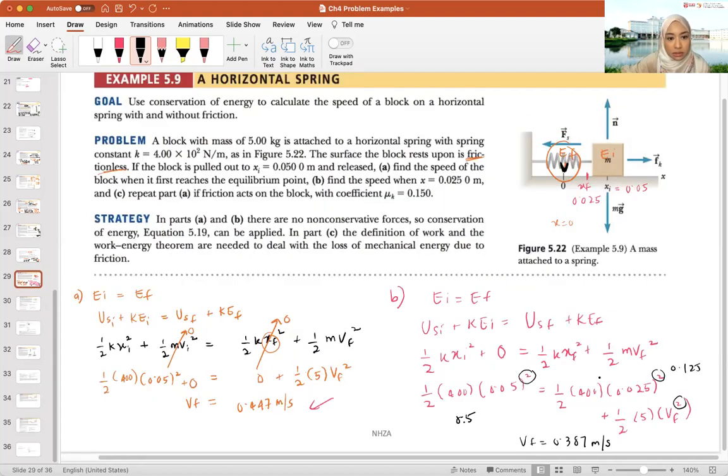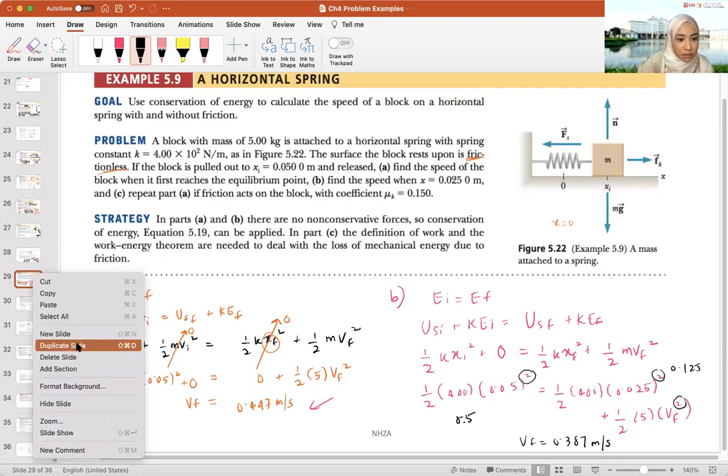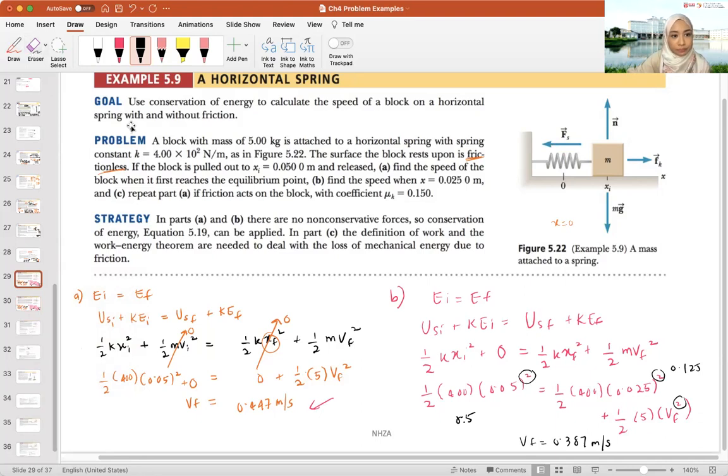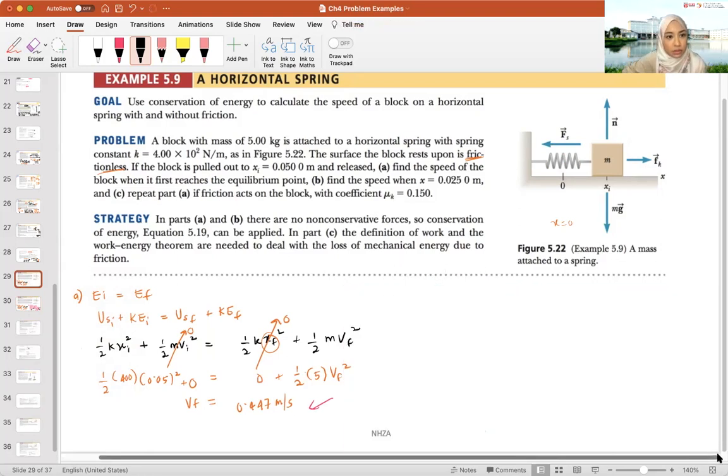Alright, so next one. What is C? C is repeat part A. If friction acts on the block with coefficient of kinetic friction mu K 0.15. So dia suruh ulang A, maksudnya kita punya X final adalah X equal to 0 tapi ada friction. So now let's do that. Let's duplicate this and see what's the difference. This is part C. Okay, so let's do C.